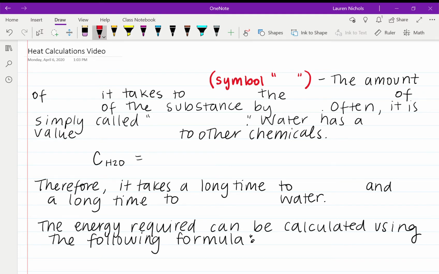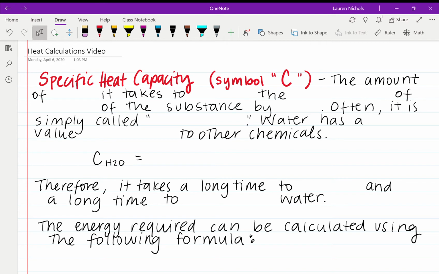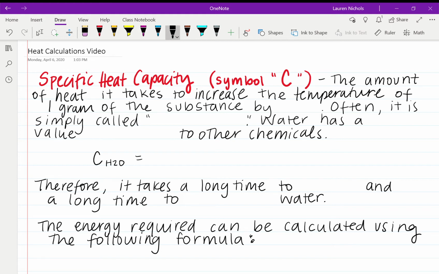At the end of our last video, we were talking about the specific heat capacity and what that really means. Today we're going to talk about how it's used in calculations. Remember, the specific heat capacity is abbreviated as a capital letter C, and it is the amount of heat it takes to increase the temperature of 1 gram of the substance by 1 degree Celsius. Often it's simply called specific heat. We take out the word capacity.